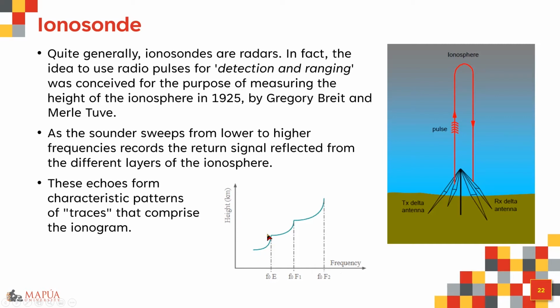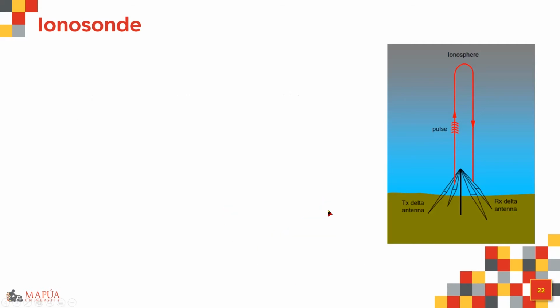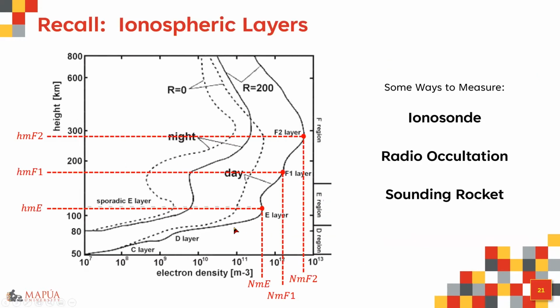These are what we call your traces, and these traces are called the ionogram. The ionogram is the resulting data coming from ionosondes. So from the traces, you can actually find the parameters that I previously mentioned.